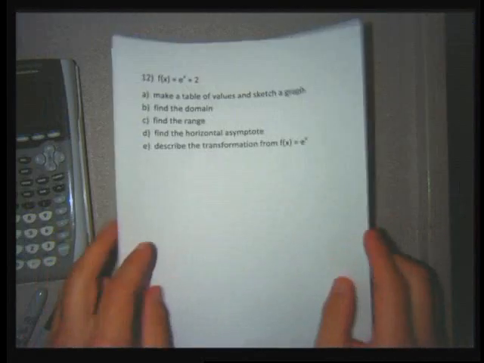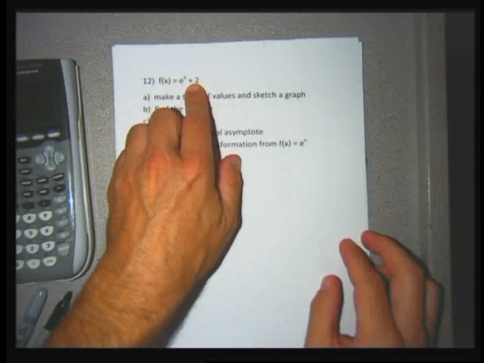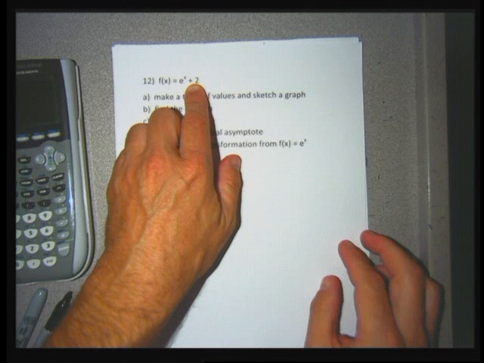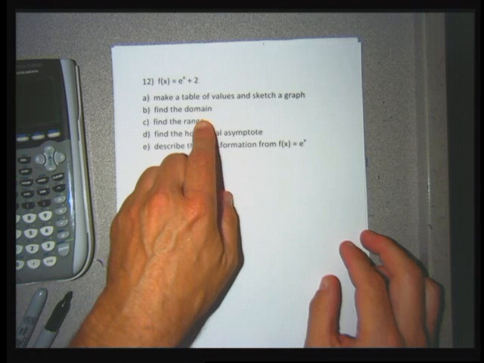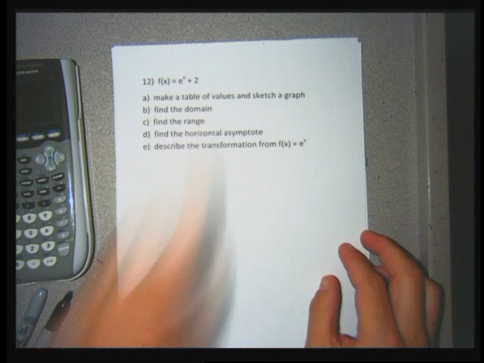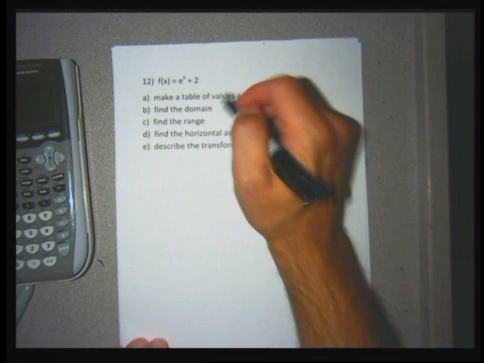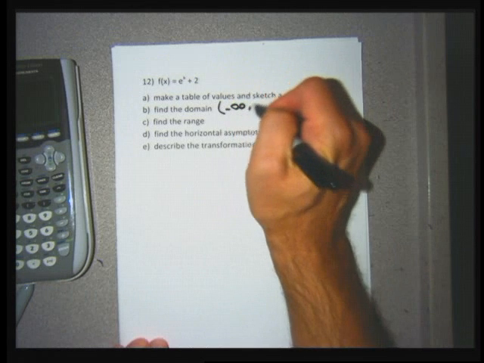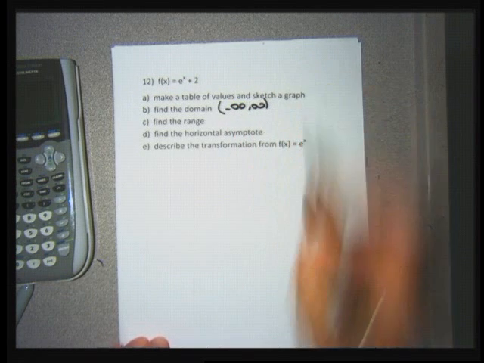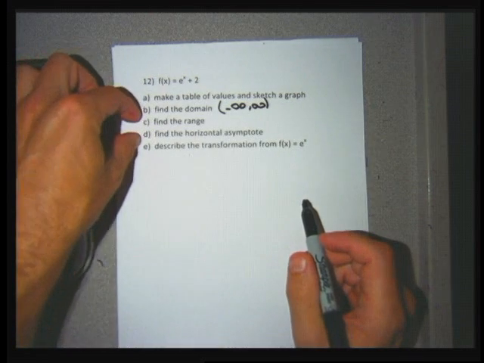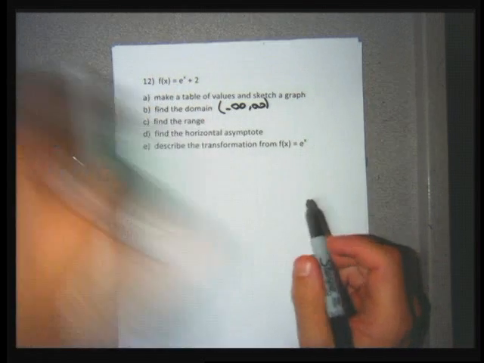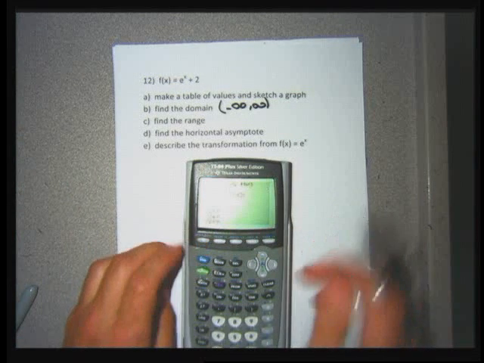Okay, finally something that has a shift that's up. This 2 shifts the graph up 2 units. What it's going to do is shift the horizontal asymptote up 2, and it's going to shift the range up 2. It's not going to impact the domain. The domain for every exponential function is going to be negative to positive infinity, but this graph is going to have a different range and a different horizontal asymptote because of this plus 2. Let me show you that, so I can get these answered.